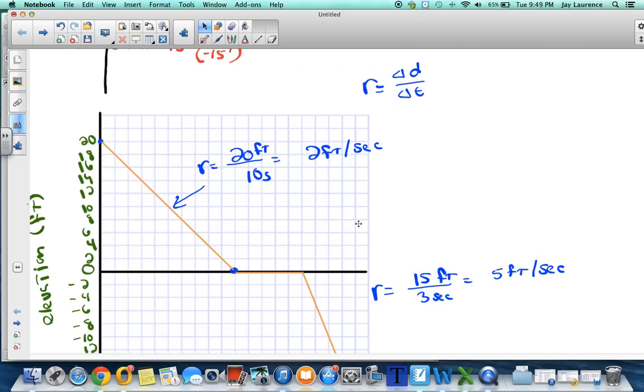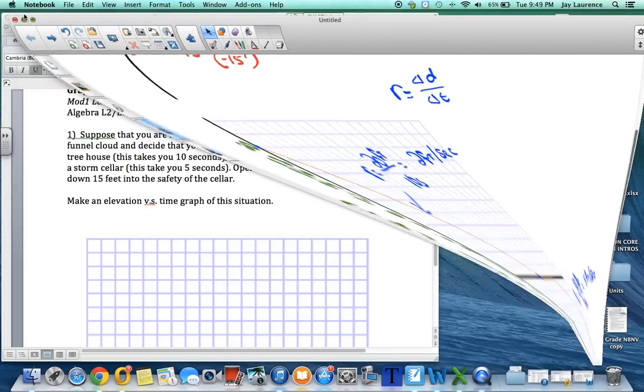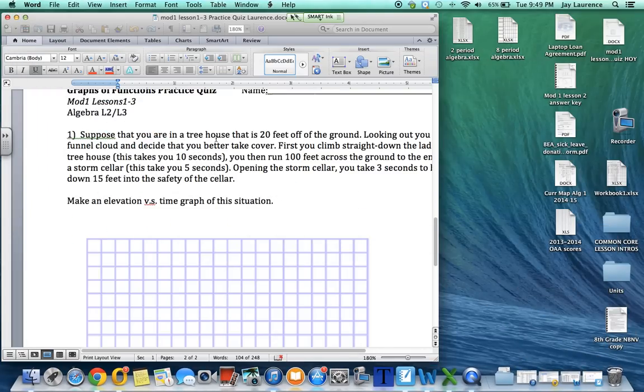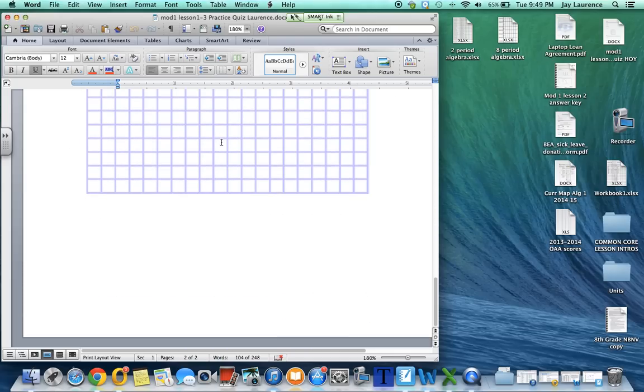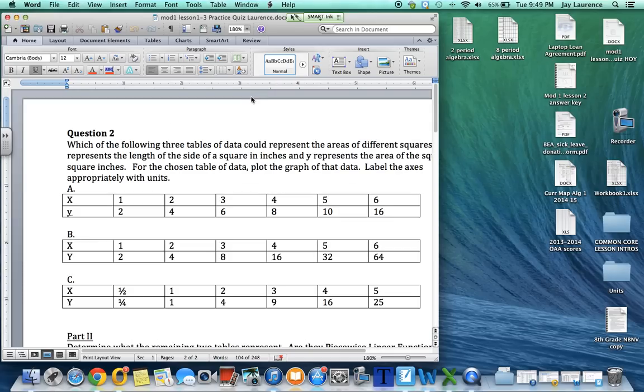The other problems on here. Let me get them up. I don't know where it is. It's bothering me that it's not showing up at the bottom there, but that's okay. All right, let's get it here.